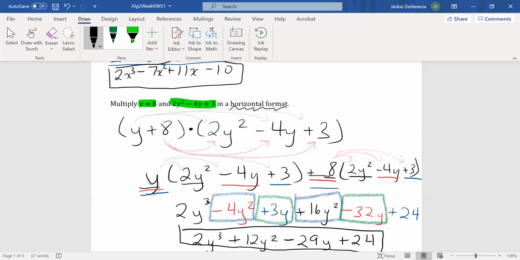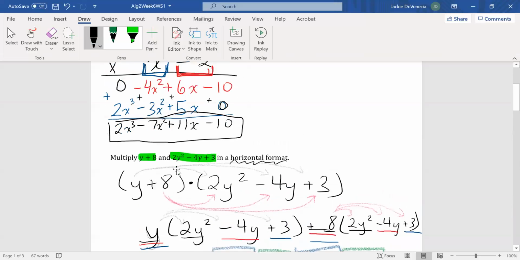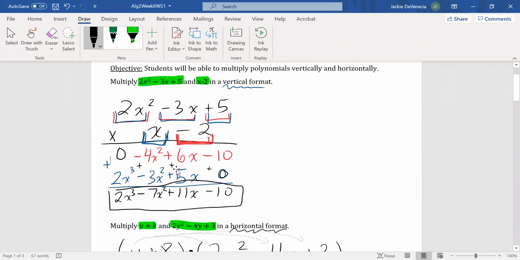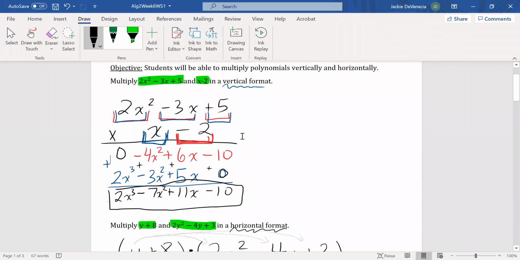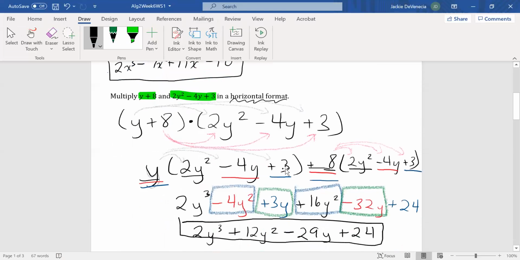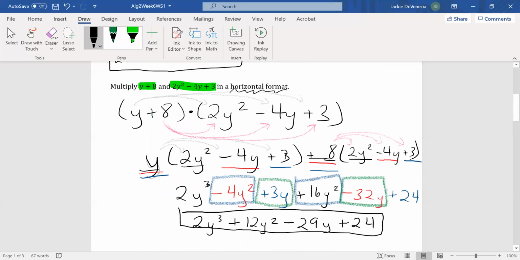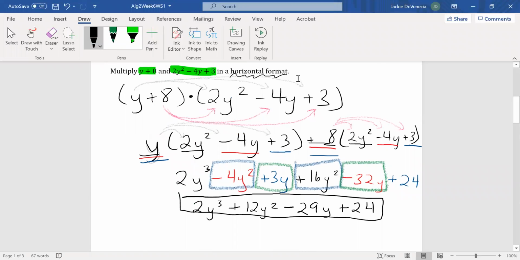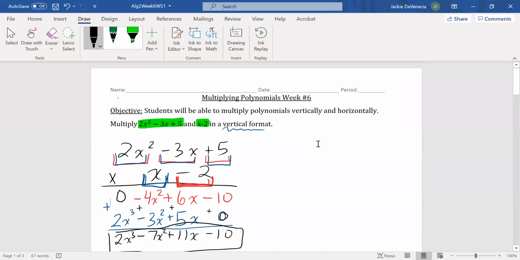Okay, so here are two different ways to multiply polynomials. You can either do it vertically like this, where you can set it up like you would if you were in elementary middle school, with this space being left blank. Or you can set up horizontally like this, where you're distributing everything. Okay, so that is two methods of multiplying.